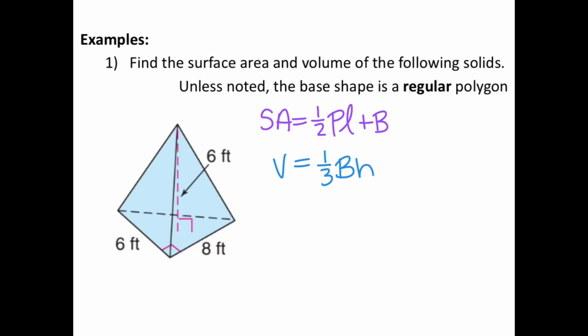Okay, jumping right into some problems here, it looks like we're going to be finding surface area and volume for the following solids, and unless it's noted, the base shape is going to be a regular polygon. In this first example, it is not a regular polygon because I have a right triangle with a side of 6 and 8. I do not know what the hypotenuse is over there, but it's definitely not an equilateral triangle because I have a side of 6 and a side of 8. So in this case, it is not regular.